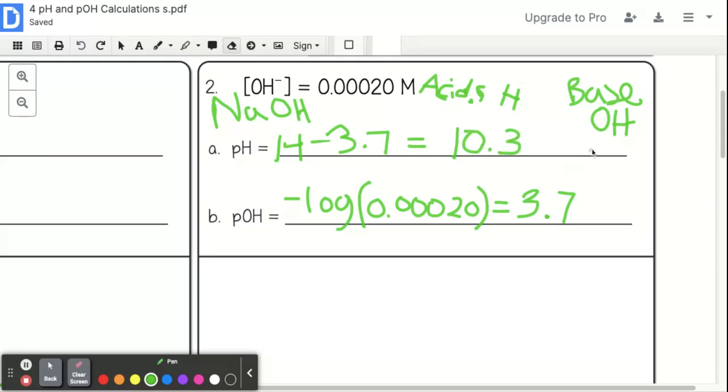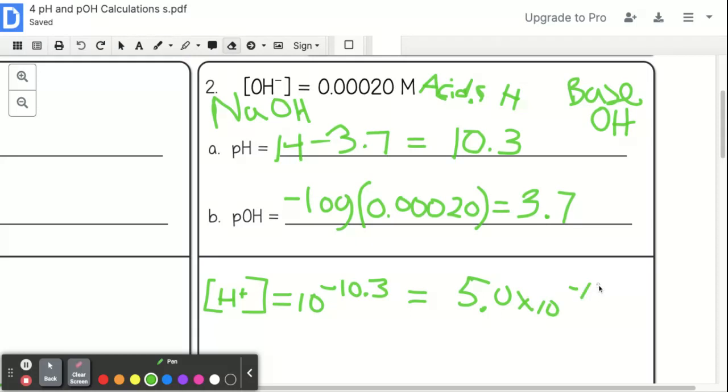as your pH. Okay. So this is all this question is asking for, but if you then needed the hydrogen concentration, now that you have pH, you can do that. Hydrogen concentration is just going to be 10 to the power of negative pH. Our pH that we just calculated was 10.3, so the hydrogen concentration is going to be 10 to the negative 10.3, which is 5.0 times 10 to the negative 11th.